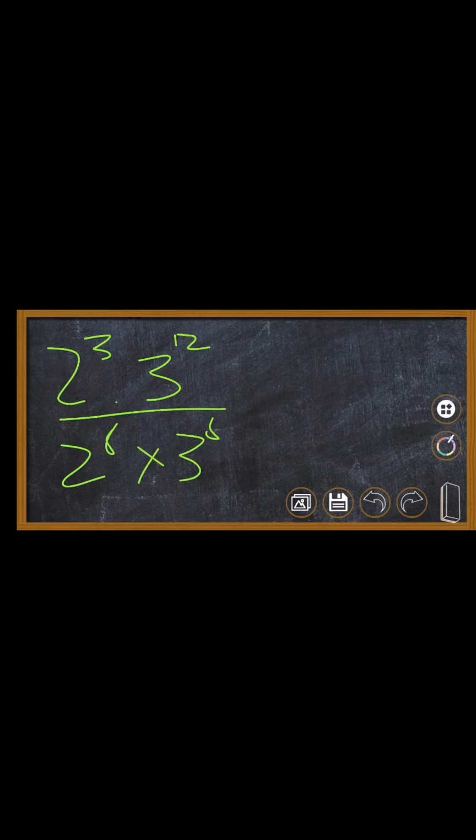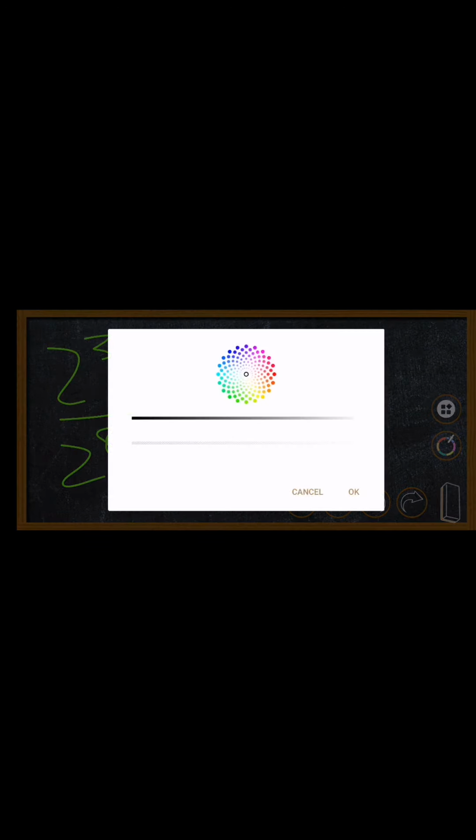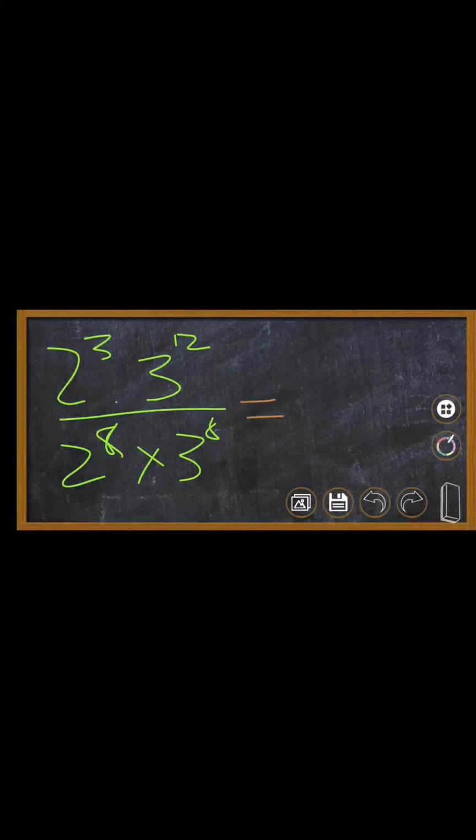So the next question in this case would be 2 to the power of 3 times 3 to the power of 12 over 2 to the power of 8 times 3 to the power of 8. So quickly copy this down because we're going to move to the next slide. Or let me just work next to it before we move to the next slide. So we start off by looking at our 2's.